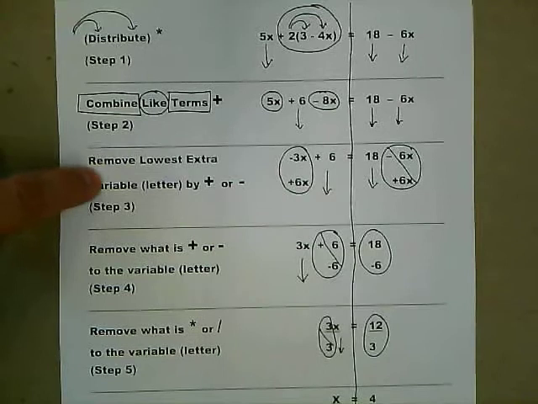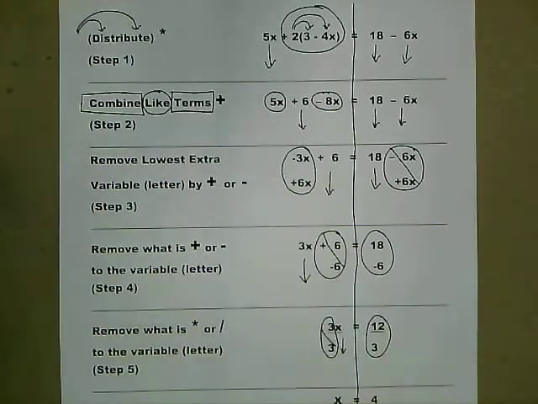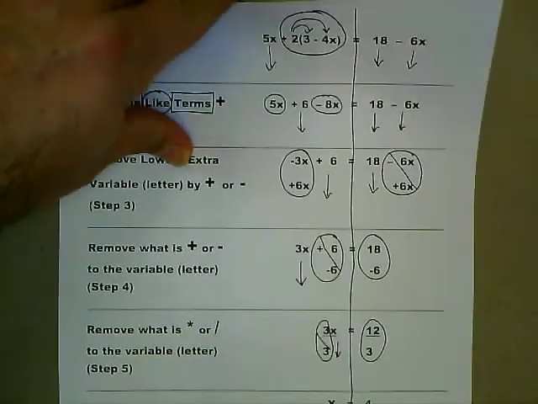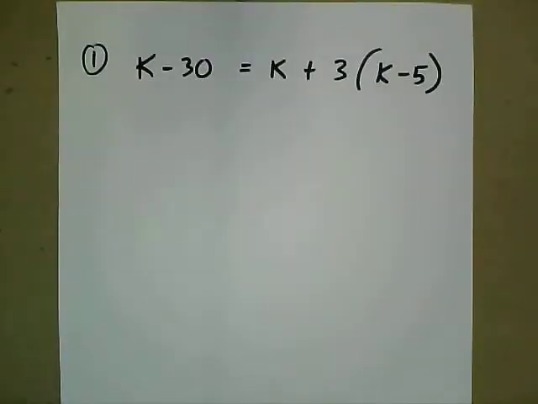Distribute, combine like terms, remove the extra variable, add, subtract, multiply, divide. However, if you take a note on your paper, there are 4 and 5 steps. So we're going to go over a couple of these that are going to have 5. Obviously, number 1 is going to have 5 steps on it. They'll alternate just about every other one. You might double up. Some of the 4-steppers are on the odds and some are in the evens, so they'll be moving around.